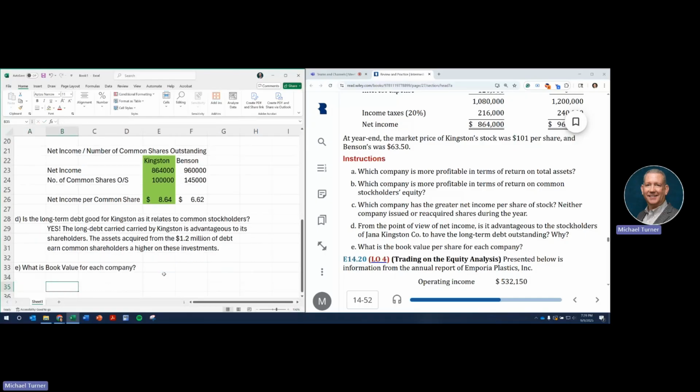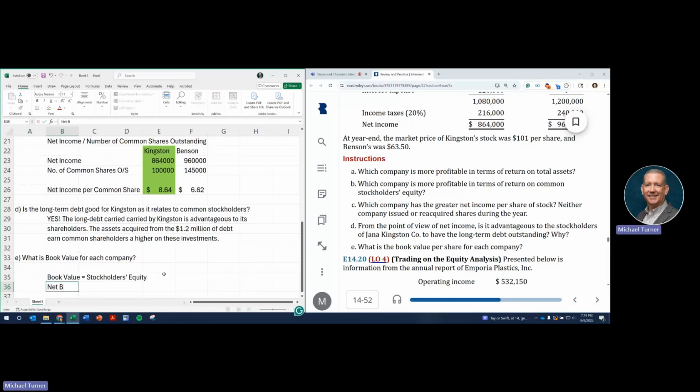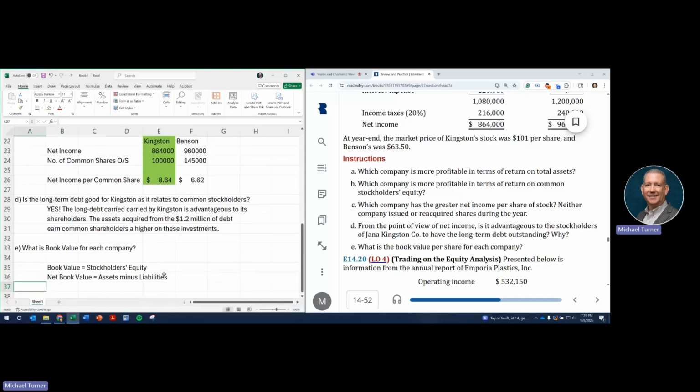First, we need to define what is book value. So book value equals stockholders' equity. Said another way, you might hear net book value. Well, what does the net part mean? The net means assets minus liabilities. And we know that assets minus liabilities is defined as stockholders' equity. So book value and net book value in this context are synonymous. And so we're looking for assets minus liabilities, or stockholders' equity, to be able to calculate the book value per share for each company.